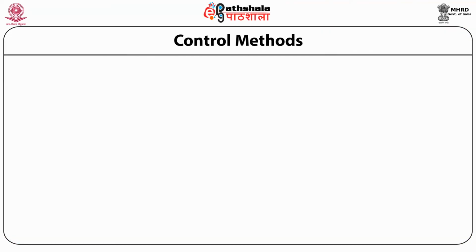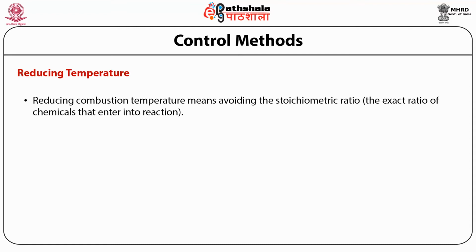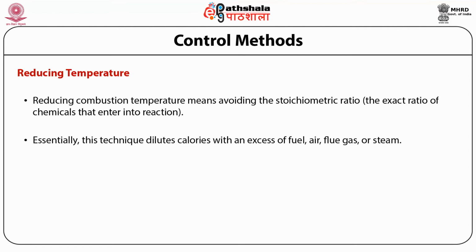Now here we are discussing the control methods of oxides of nitrogen in the atmosphere. For that, the first method is reducing the temperature. When we reduce the temperature of the combustion process, the emission of oxides of nitrogen is controlled to some extent. Reducing combustion temperature means avoiding the stoichiometric ratio, the exact ratio of chemicals that enter the reaction, so that essentially this technique dilutes calories with an excess of fuel, air, flue gases or steam.